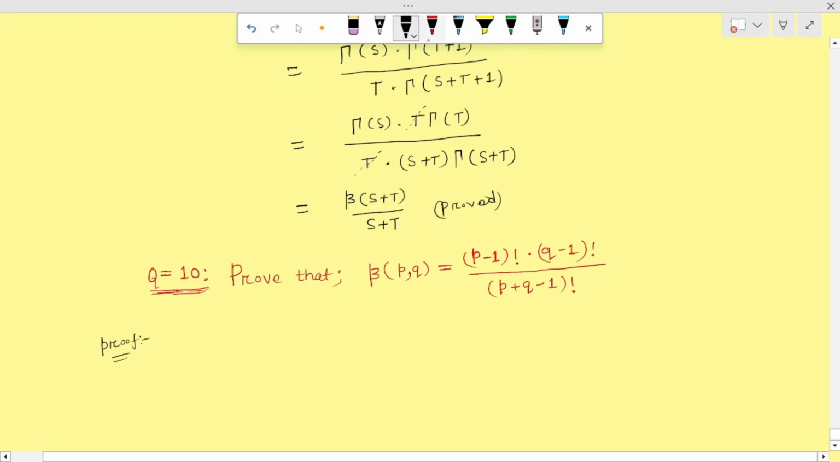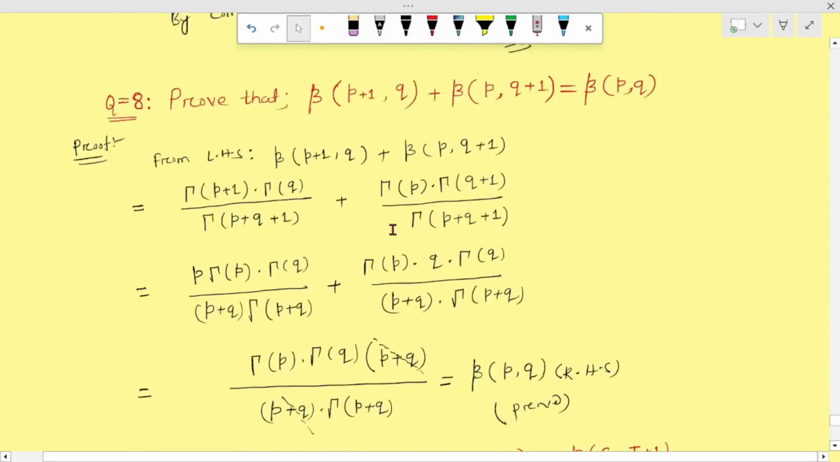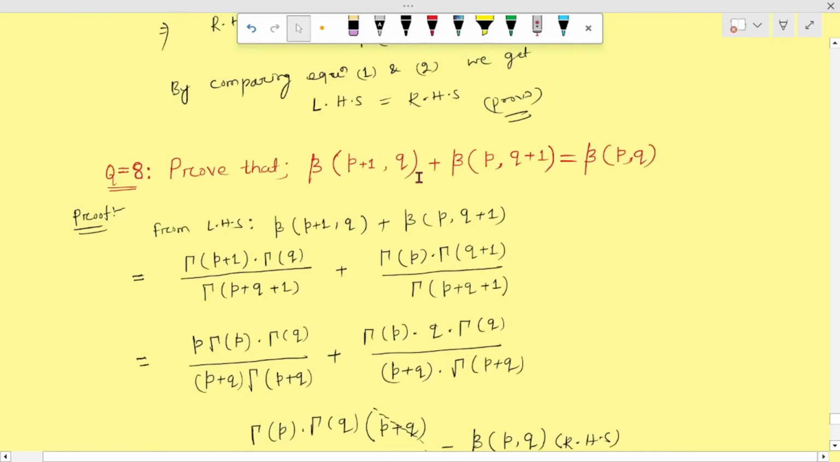Okay, here you can see in question number 8 what we proved. In question number 8 we proved beta(p+1, q) + beta(p, q+1) = beta(p, q). This expression I'm going to use to solve question number 10.